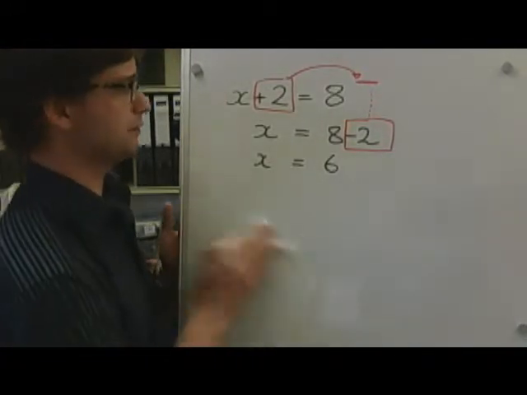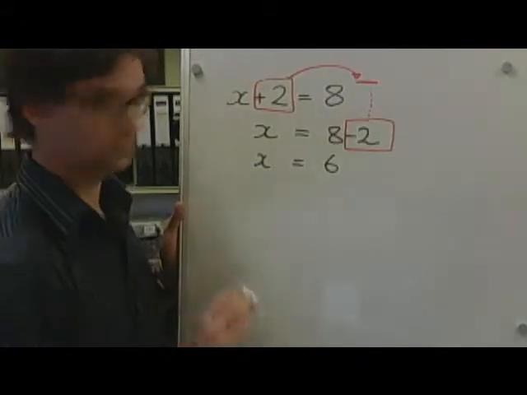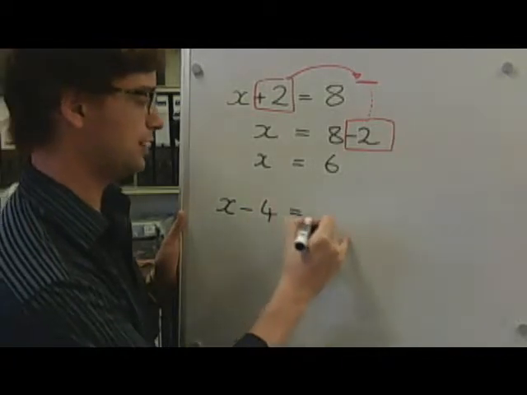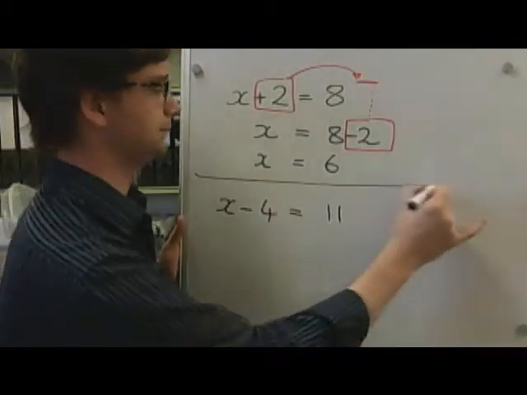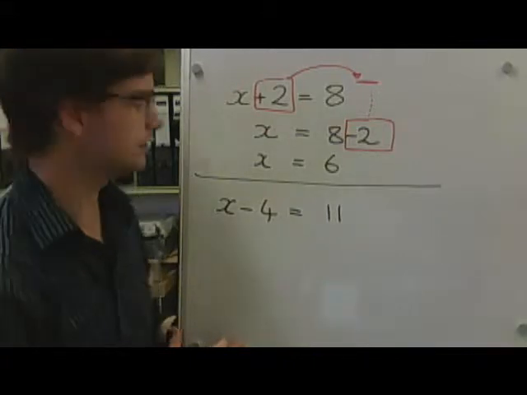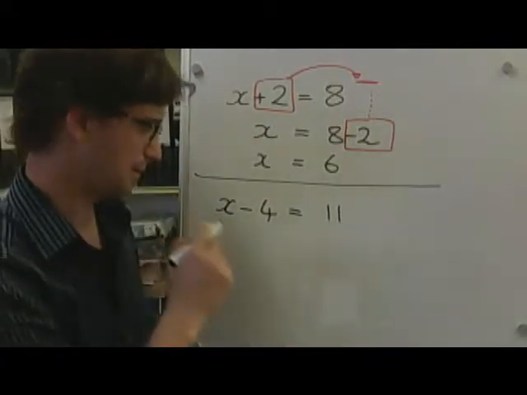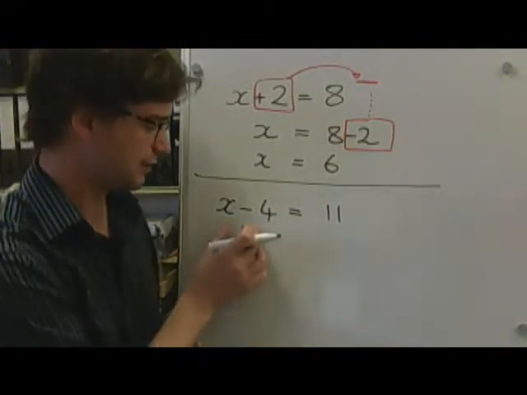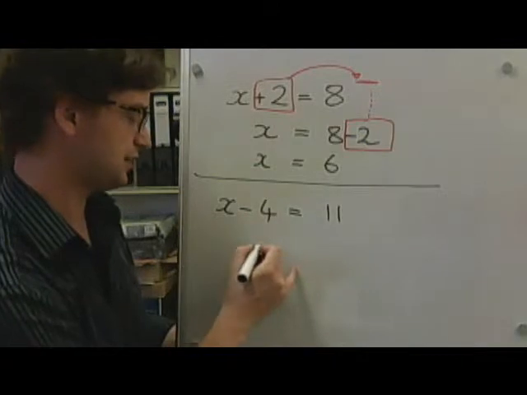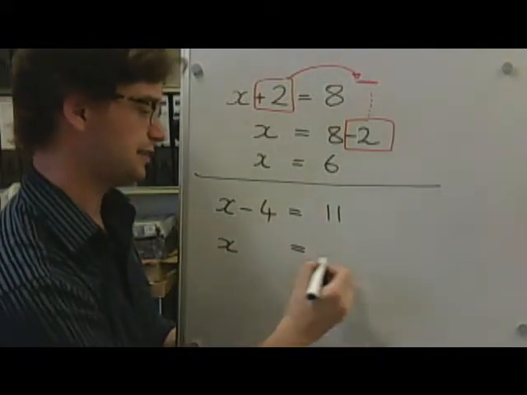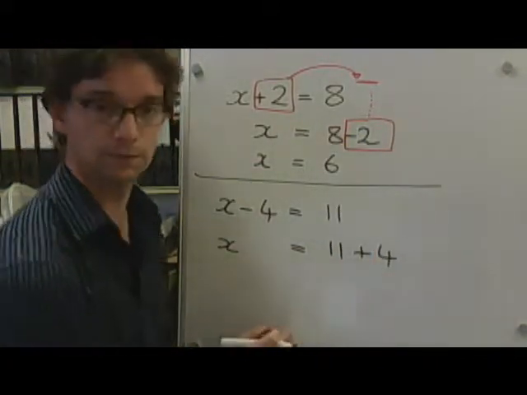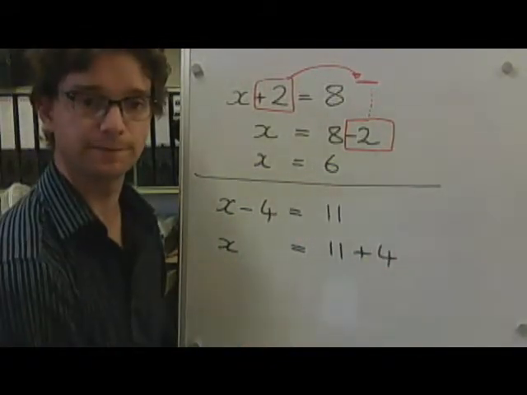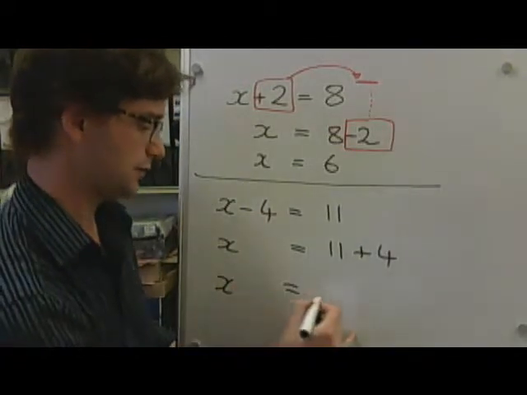This works with other simple equations, so we'll do another one. If we've got x minus 4 equals 11, what's the same kind of change side, change sign we're going to have to do? Well, if x take away 4 is 11, then surely x must equal 11 plus 4. So we've moved the minus 4 over to this side and made it a plus. So we get that x equals 15.